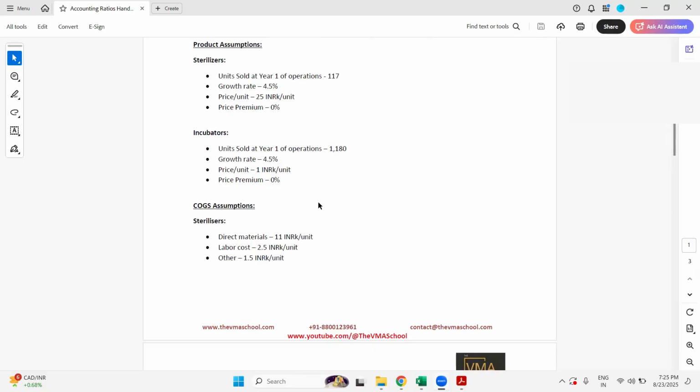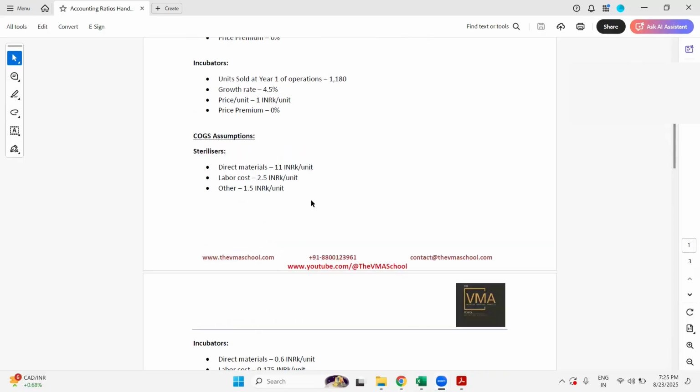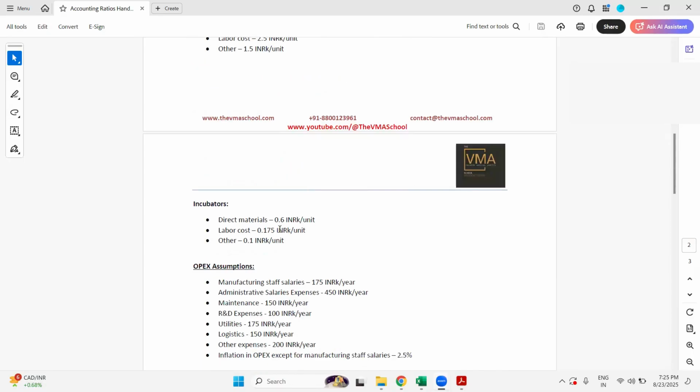So guys, I assume that for sterilizers the COGS are divided into three categories. One is direct materials, one is labor cost, and another one is other costs, right? So same for incubators also. Then I have, guys, OPEX assumptions. So now what are OPEX assumptions, guys?